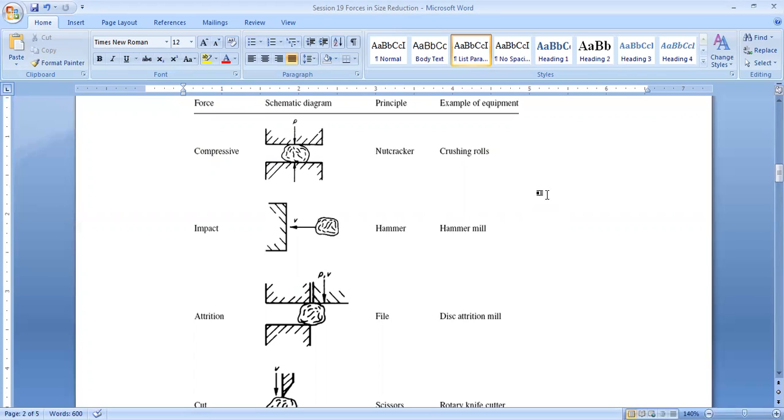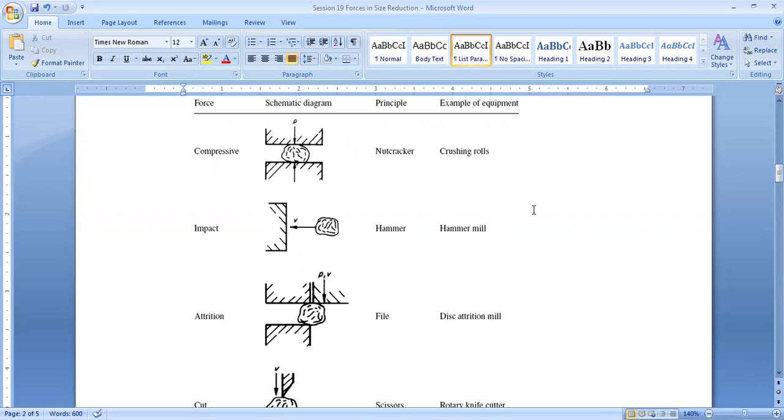When the product is compressed, and you can see in this figure it is being compressed, as a result of this compression the food material breaks down into smaller pieces. For example, the equipment is crushing rolls, and the nut cracker is an equipment which can be used for this. And that's the principle of the nut cracker actually.